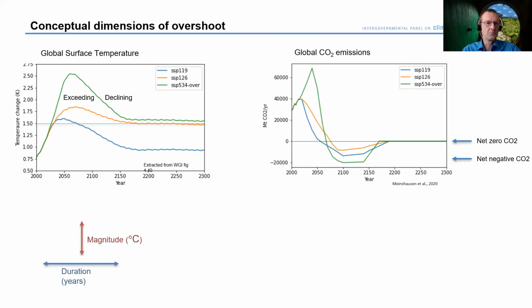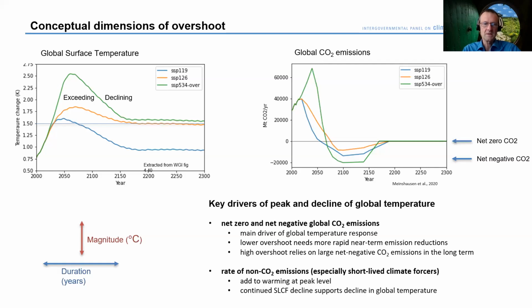Now, the important point to look at in terms of overshoots is that they can be described in terms of the magnitude of overshoot as well as the duration. And the key drivers of overshoot, keeping in mind that overshoot is both the exceedance and then decline of temperatures. The critical requirements, as I said before, are net zero CO2 emissions, at which point the warming stops by and large, and then achieving net negative CO2 emissions. And of course, the lower the overshoot, the more rapid near-term emission reductions are needed. Vice versa, high overshoot relies on large-scale net negative CO2 emissions in the long term.